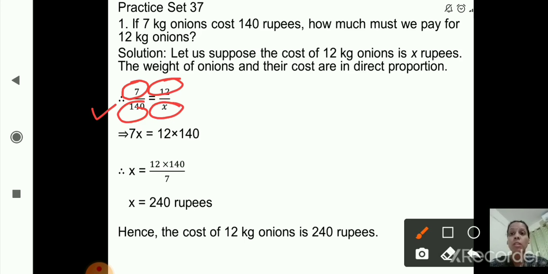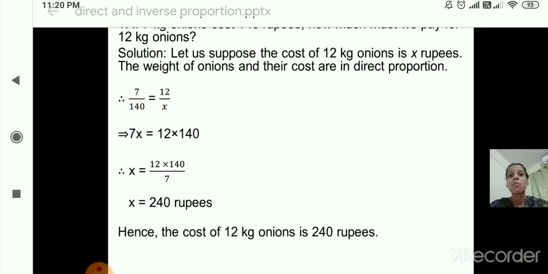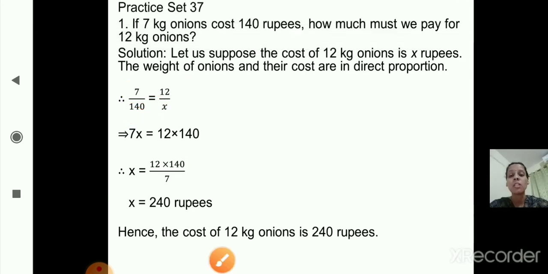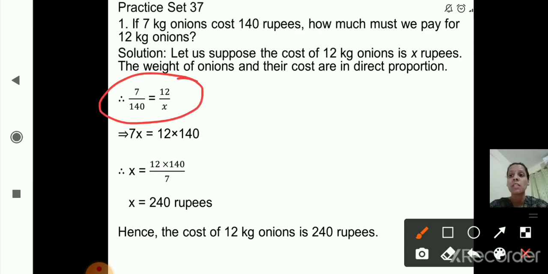The weight of onions and their cost are in direct proportion. So 7 is the weight of onions, and 140 is the cost of those 7 kg onions, whereas in 12 upon x, 12 kg onions cost x rupees. Now we'll solve this. 7 upon 140 is equal to 12 upon x. Do the cross multiplication: 7 multiplied by x, 12 multiplied by 140.